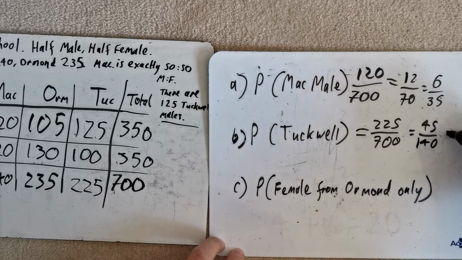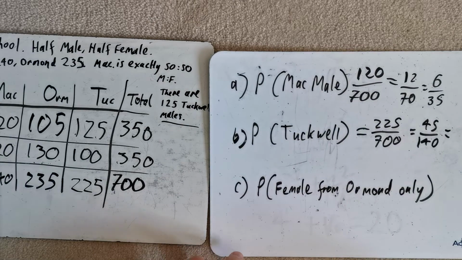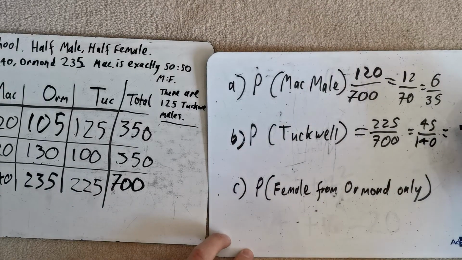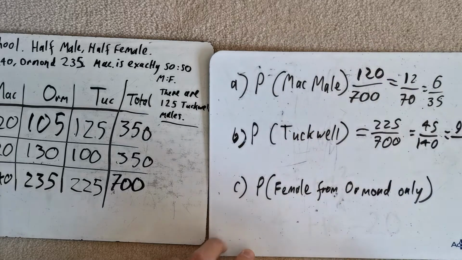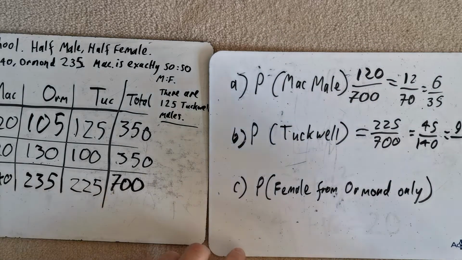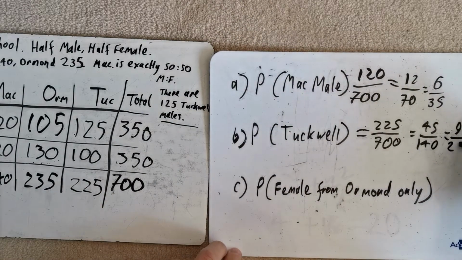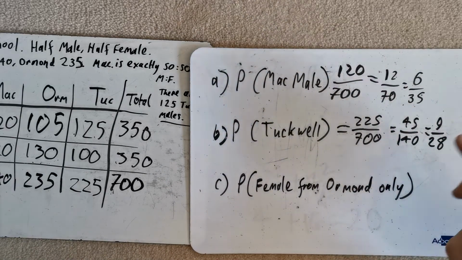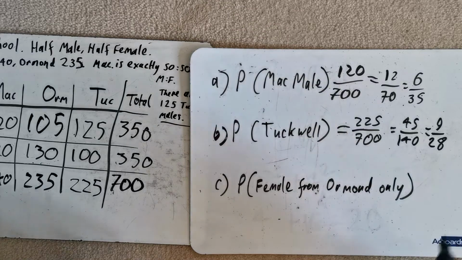Now, 5 and a 0 again, we can divide them by 5 again. So 45 divided by 5, I can do that in my head. That is going to be 9. 140 divided by 5 is going to be 28. So 9 out of 28, that can't simplify anymore. That's going to be our answer.